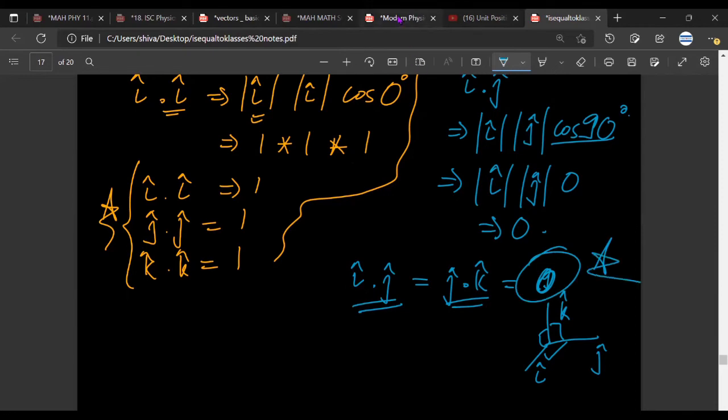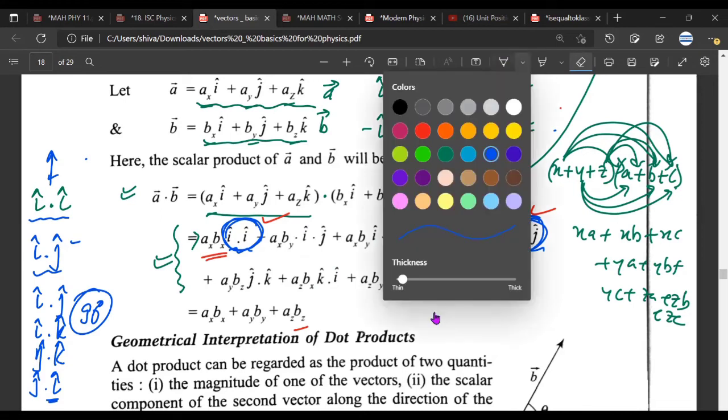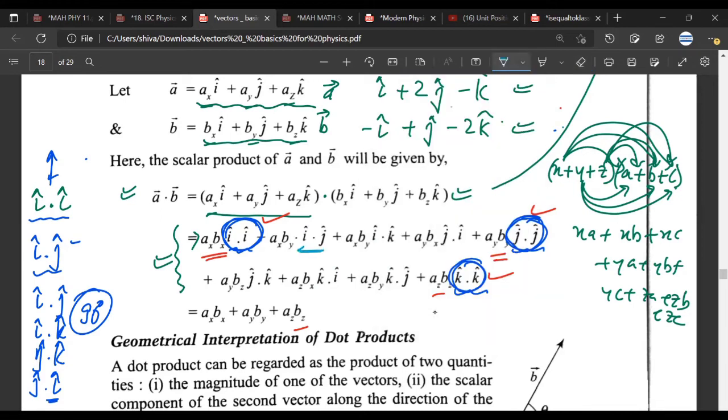Yes, sir. And that is why, if you see the dot products closely, what you will find is that this is 0, this is 0, this is 0, this is 0, this is 0, this is 0. Am I clear?